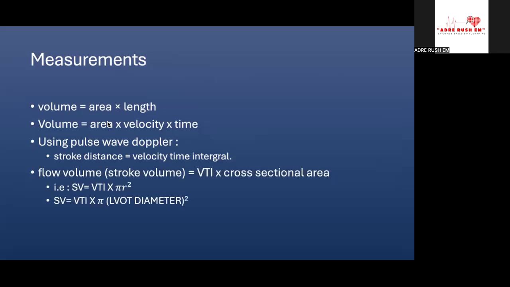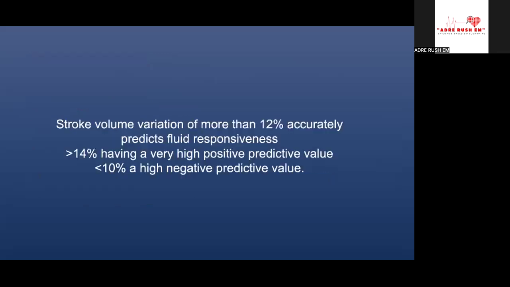How do you measure the area? Cross-sectionally, it's a circle. So it will be pi r square, the LVOT diameter, the whole square. Okay. So velocity time integral into pi r square. So we get the stroke volume.